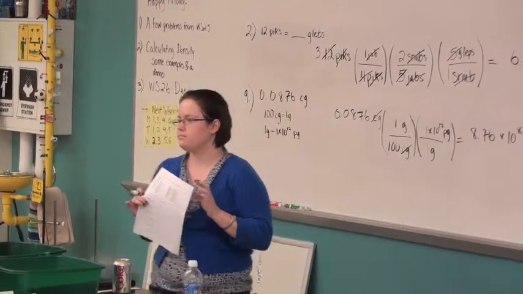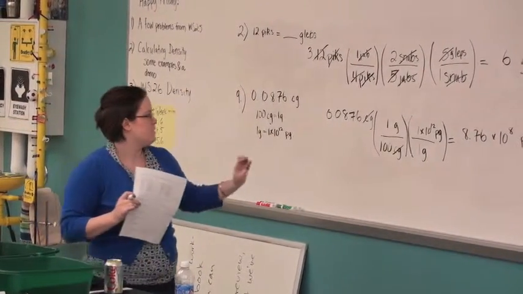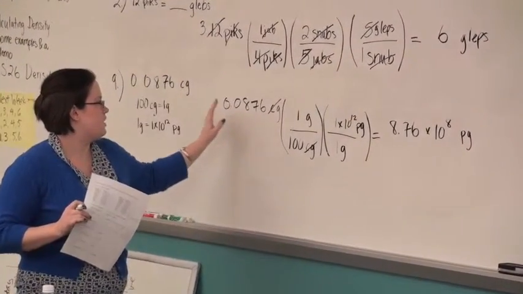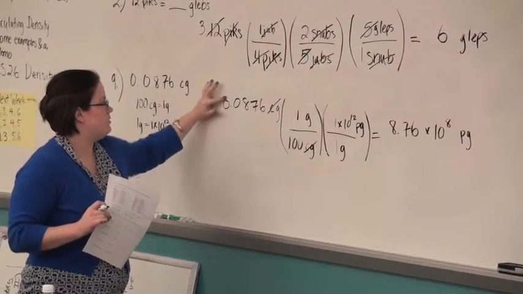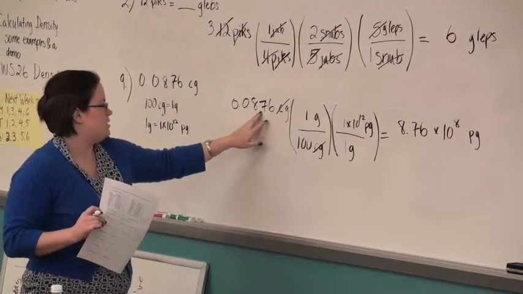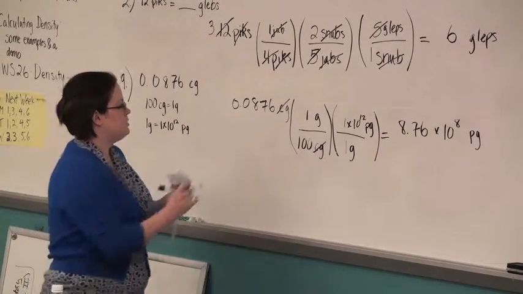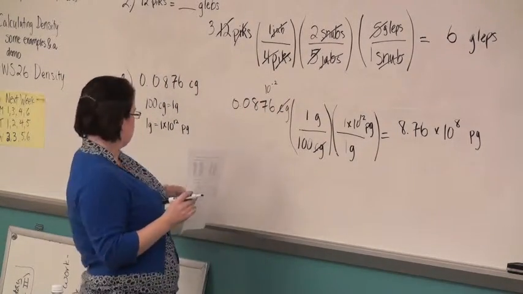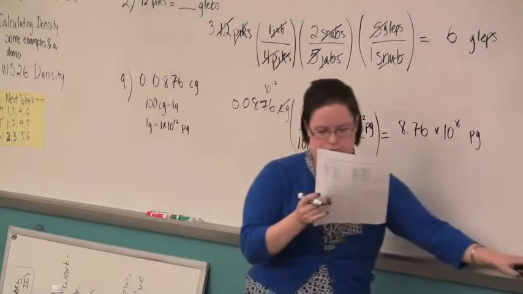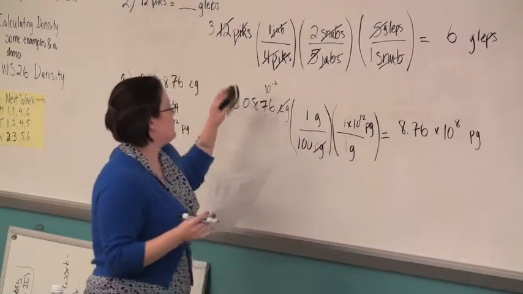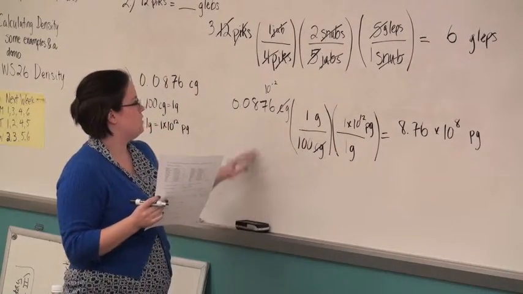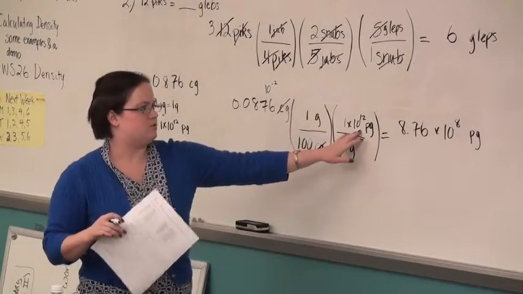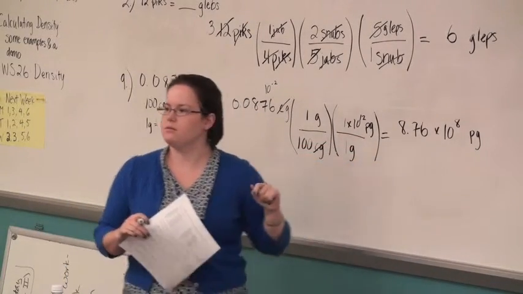Why would you have the 8? Well, your calculator will tell you this, but this is 8 times 10 to the negative 2. Oh, you're right. Is that right? Okay. That's right. Okay, and this is 10 to the negative 2, so that's 10 to the negative 4 times 10 to the 12th, so that's 10 to the 8th.